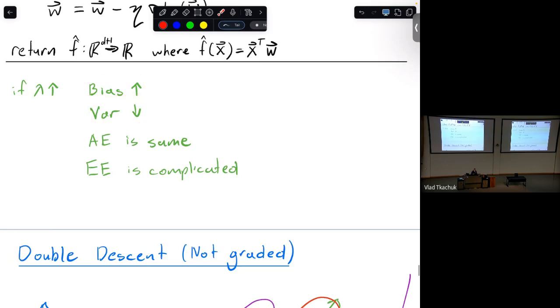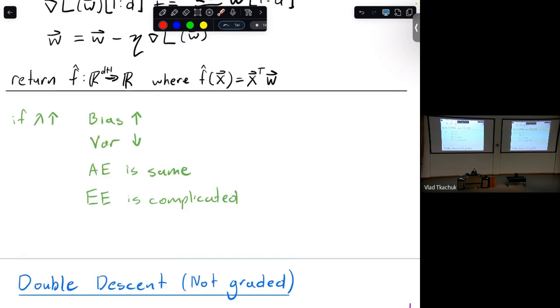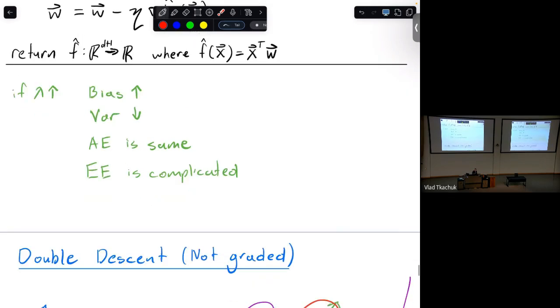Okay. And another thing to observe is that if lambda is not equal to 0, then F bar, which is the expected predictor, is not equal to F star in general. Oh, that's not how you write not equals. This is not equals. Okay, not equal. And let's talk about why.